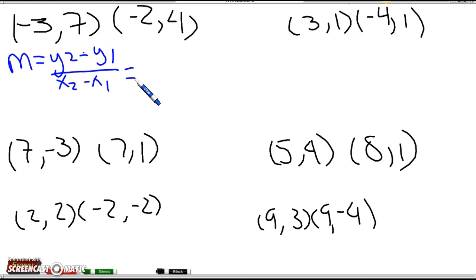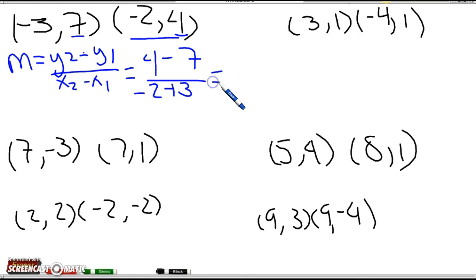So we can say this is our second point. So we'll have 4 minus 7. So here's my y and here's my y here. Divided by negative 2 minus the negative 3, which would be plus 3. So I get negative 3 over 1. So my slope is negative 3 over 1, and we already know that we can also write negative 3 over 1 as plain negative 3.